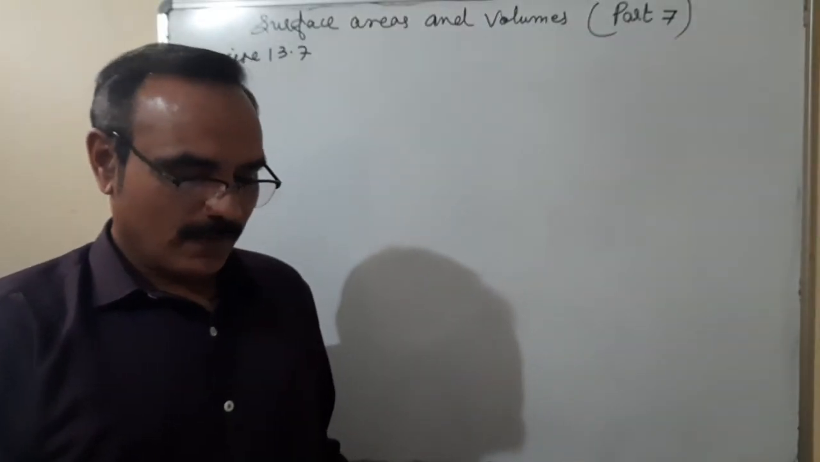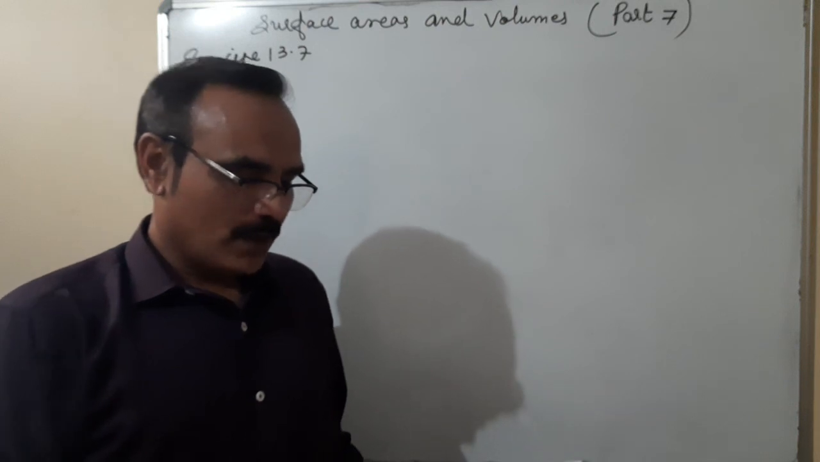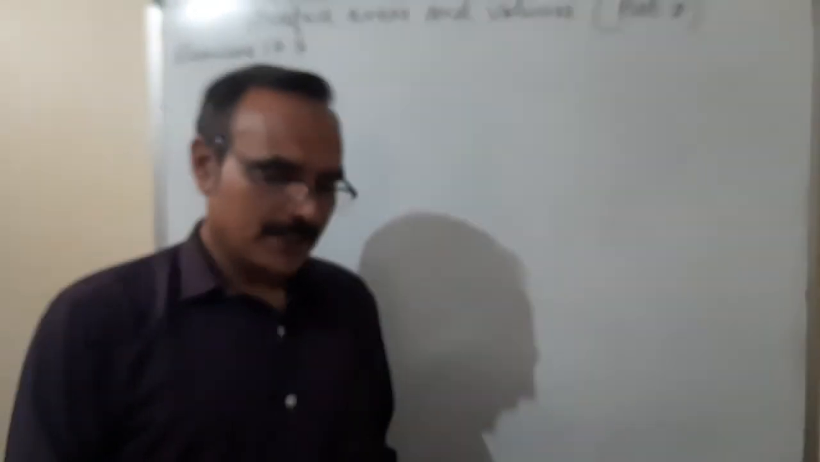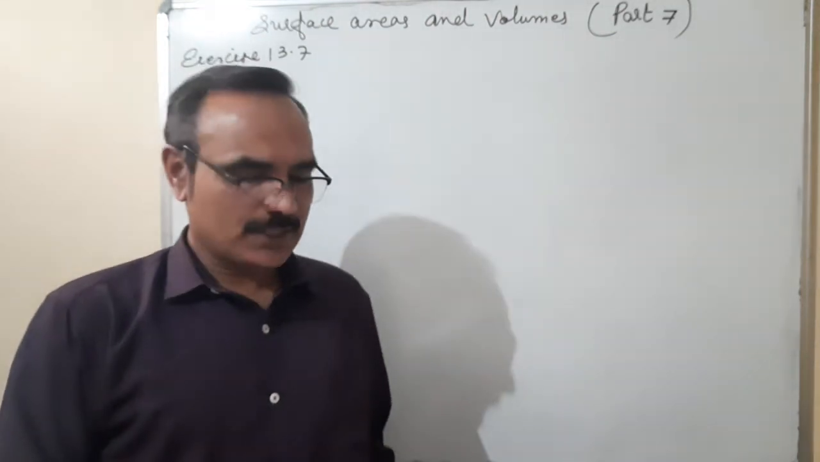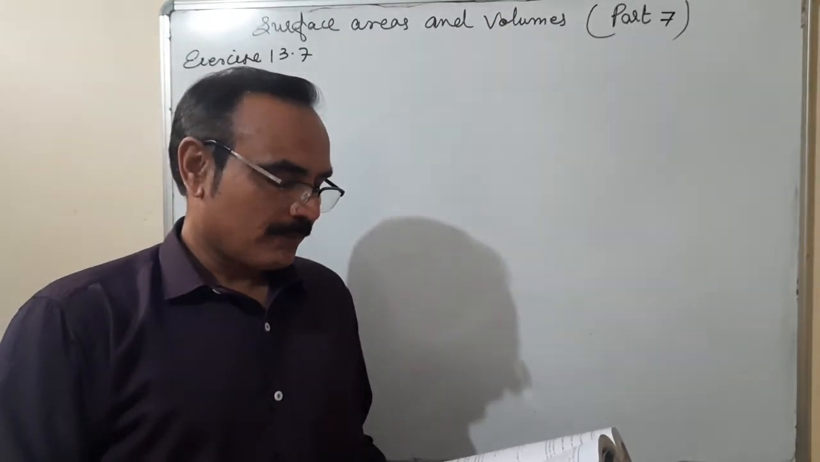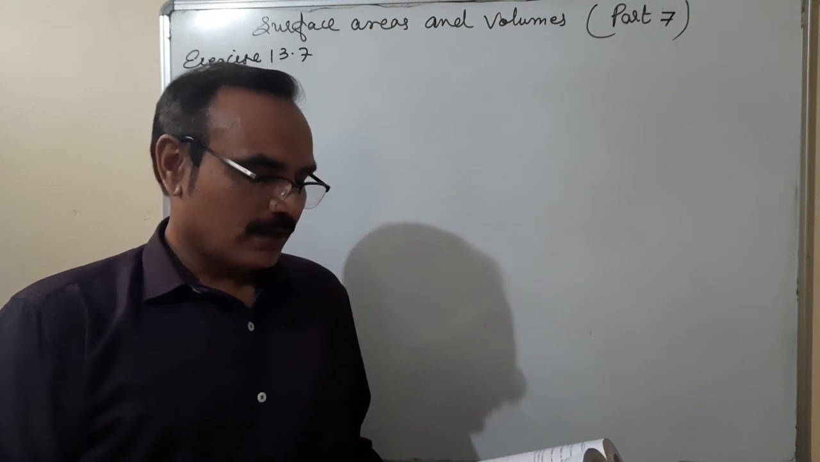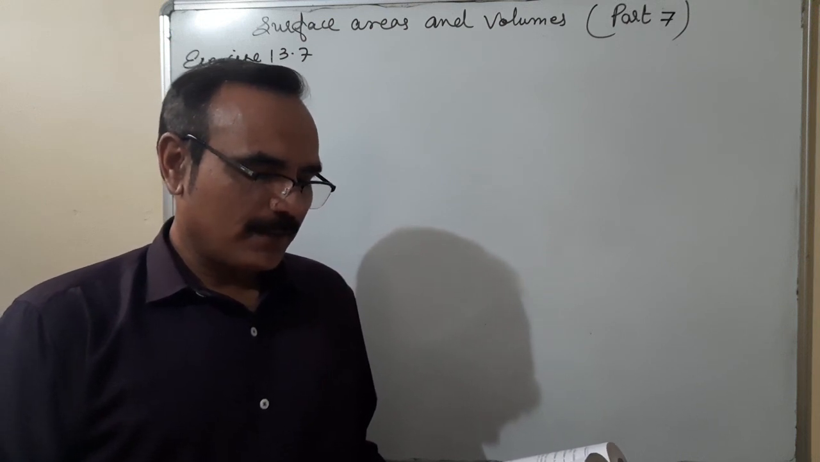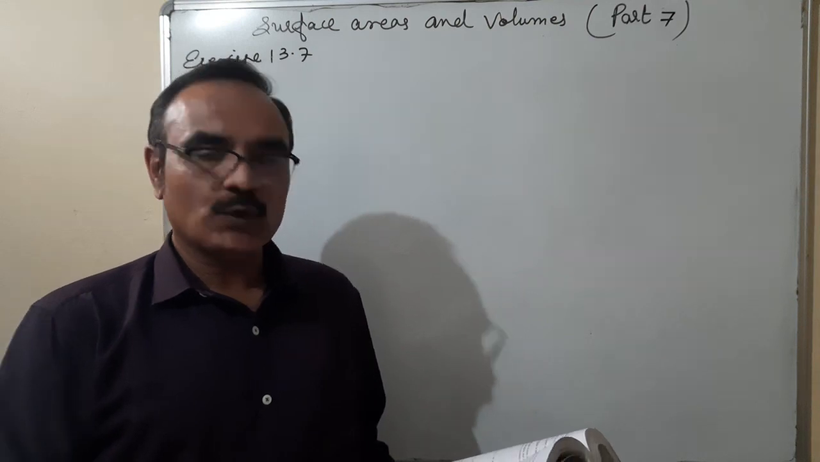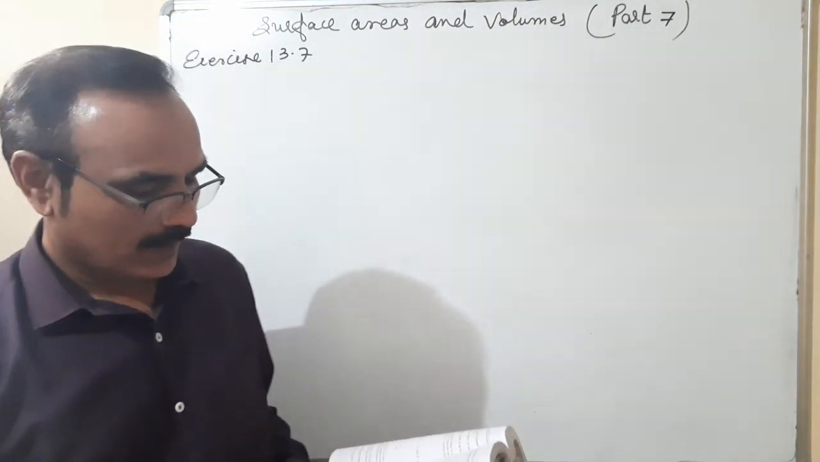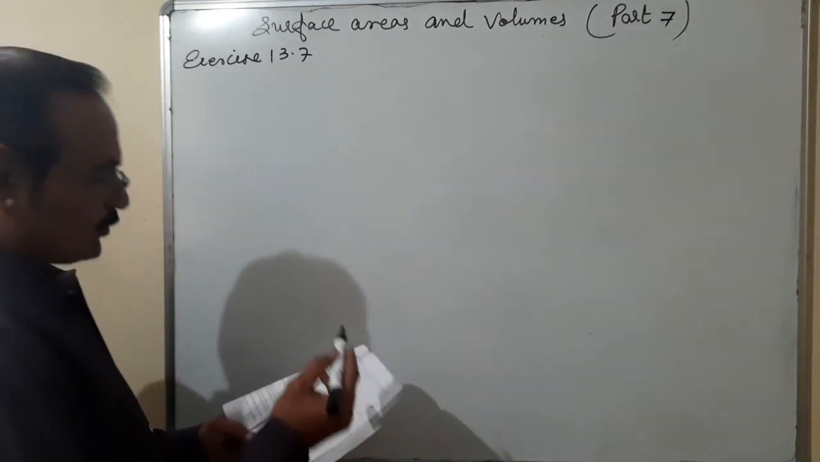Question number 4. If the volume of a right circular cone of height 9 centimeter is 48 centimeter cube, volume is given, find the diameter of its base. You can solve it, same as question number 3. Fifth one: a conical pit of top diameter 3.5 meter is 12 meter deep. What is its capacity in kiloliter? Okay, question number 5 I am solving.